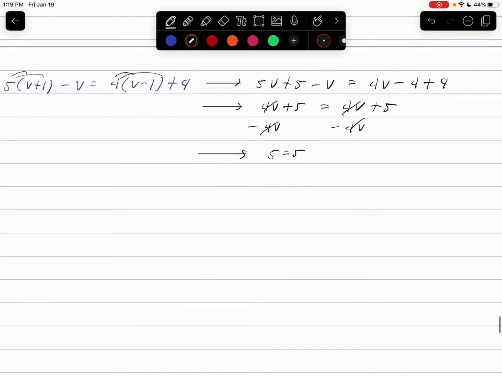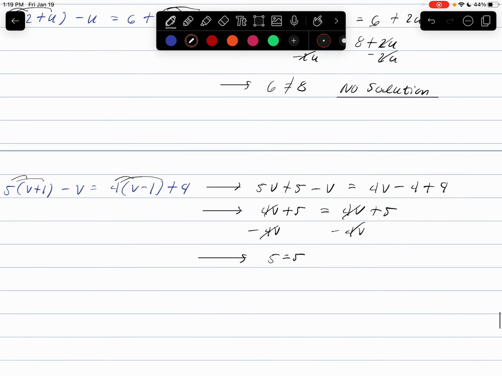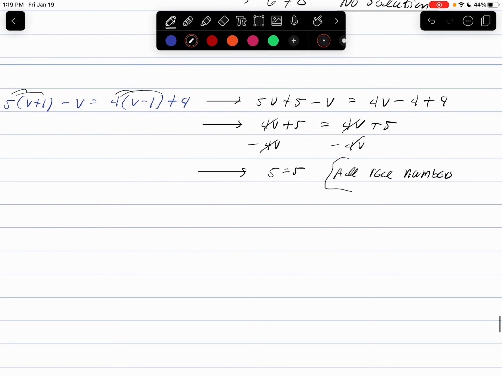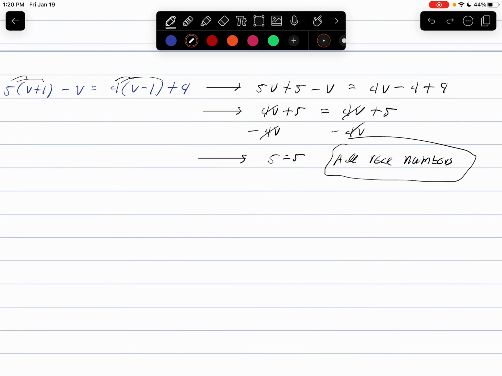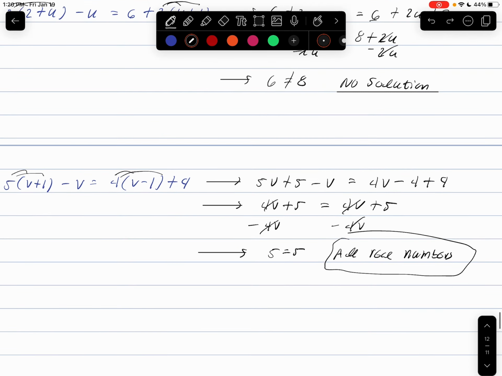In this case, we have kind of the opposite situation. In this last example, we had no solution. And here we would say all real numbers. Meaning you could plug in any real number that you want into this equation here, and it should hold, right? So you can plug in any number for v, and it will work. Okay? So if you don't believe me, go pick a random number and plug it in and see if it holds, right? So this is a trivially true equation.